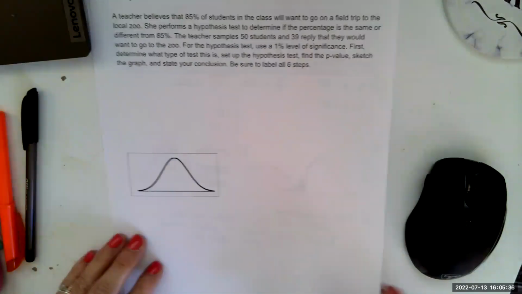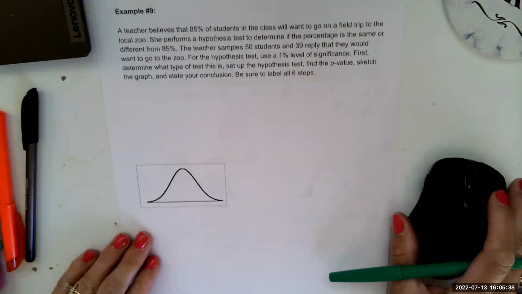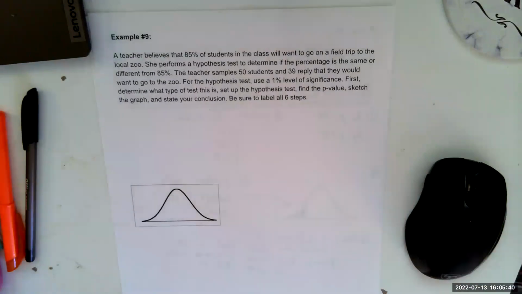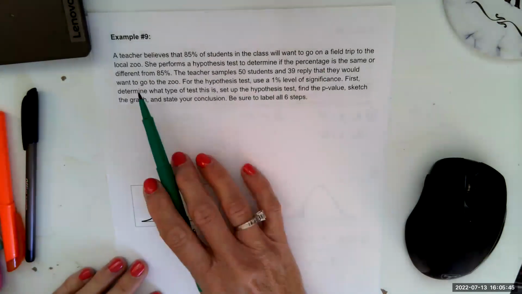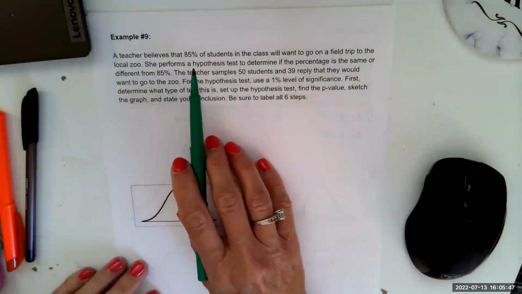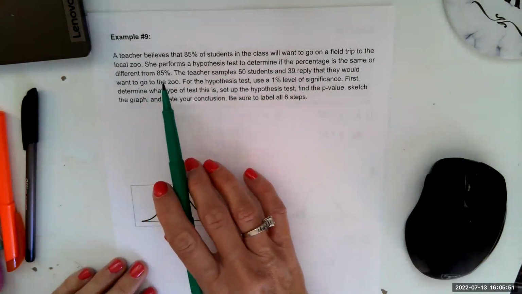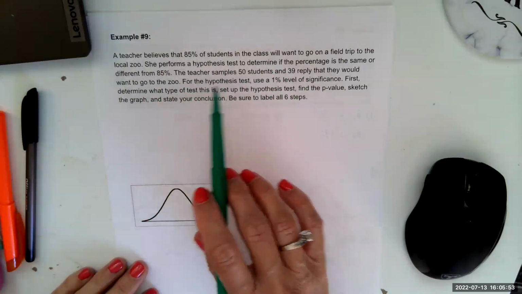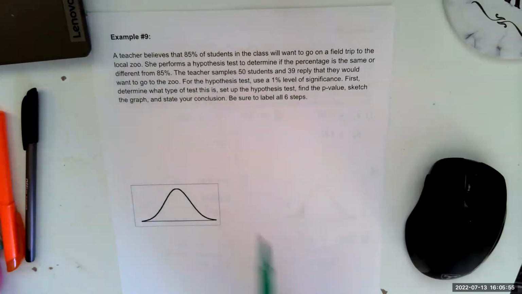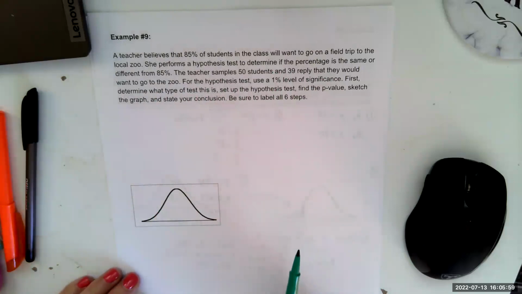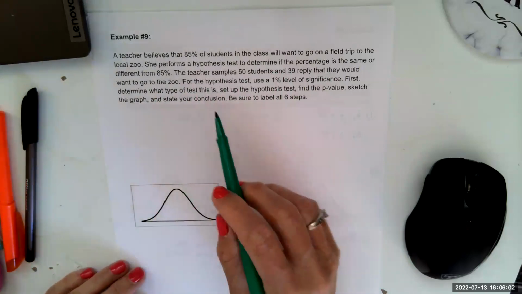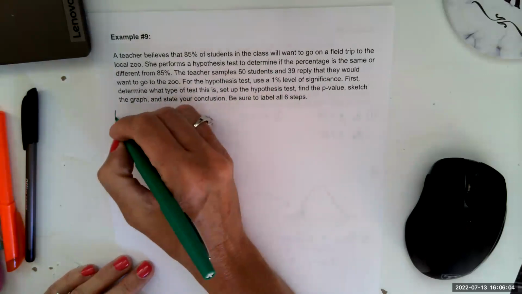Okay. Let's look at example 9. Example 9 says, a teacher believes that 85% of students in the class will want to go on a field trip to the local zoo. She performs a hypothesis test to determine if the percentage is the same or different from 85%. The teacher samples 50 students and 39 reply that they would want to go to the zoo. For the hypothesis test, use a 1% level of significance. First, determine what type of test this is, and then all steps.